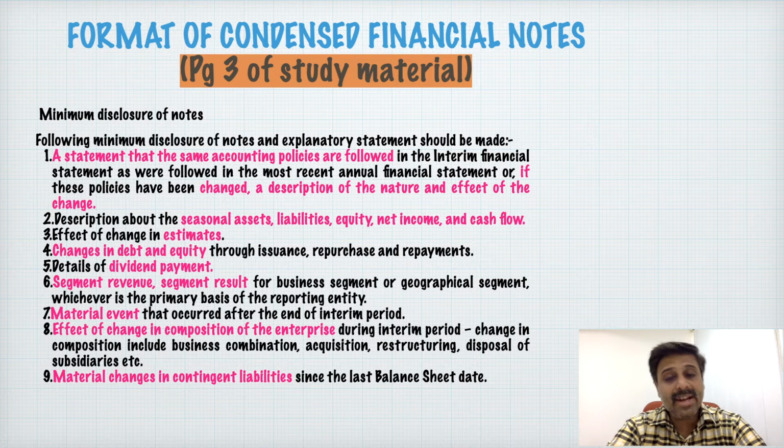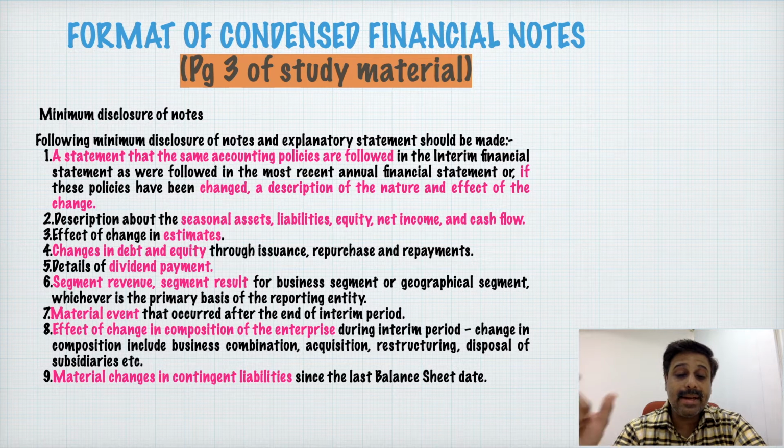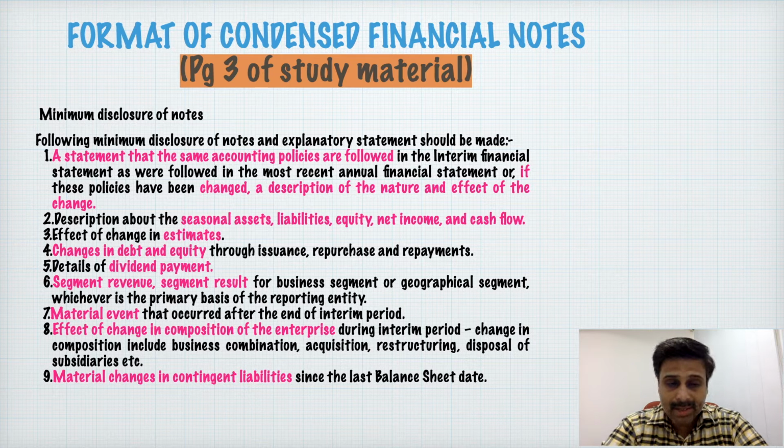Then details of dividend payment. So generally companies give annual dividends. If they have given interim dividend based on quarterly profits, then the details of that dividend payment is also to be disclosed. Segment revenue, segment results for business segment or geographical segment, whichever is the primary basis of the reporting entity. In the segment reporting chapter, we have studied how to make a segment report.